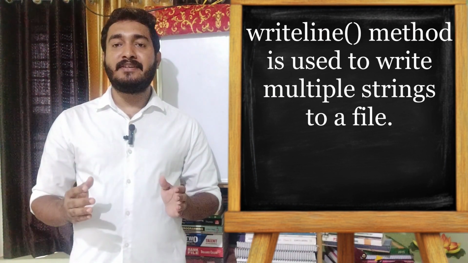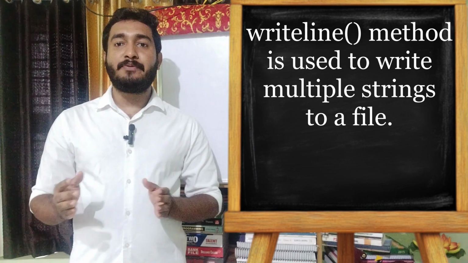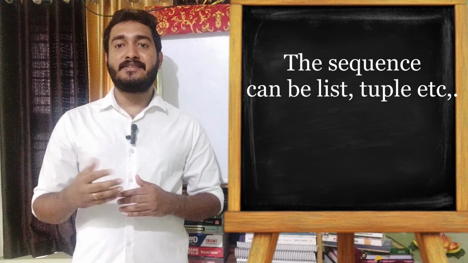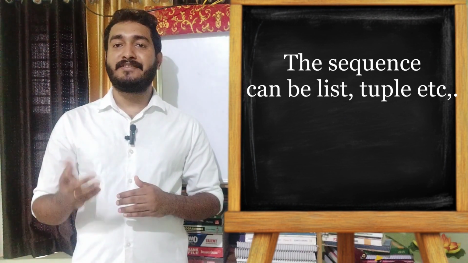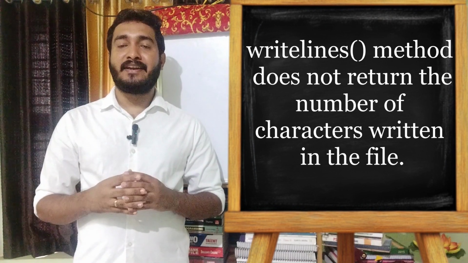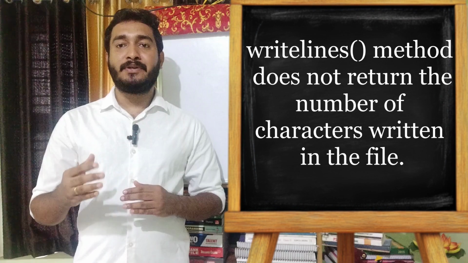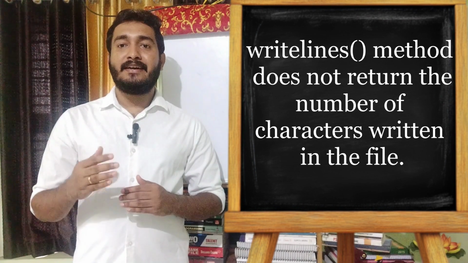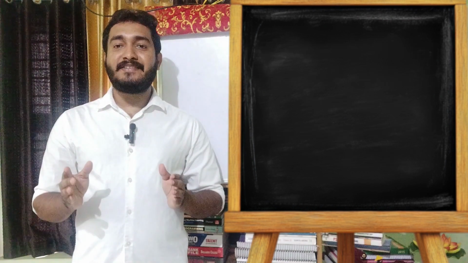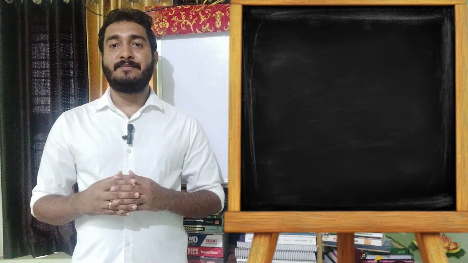Next we have the writelines method. The writelines method accepts a sequence of strings as an argument. That sequence can be a list, a tuple, etc. We learned that the write method will return the number of characters written onto the file, but the writelines method does not return anything. Let us see an example for the writelines method.